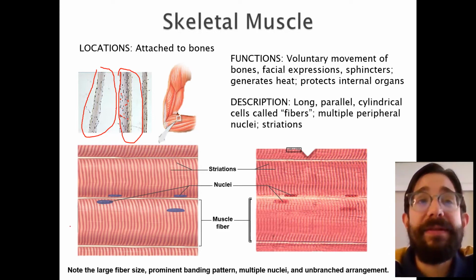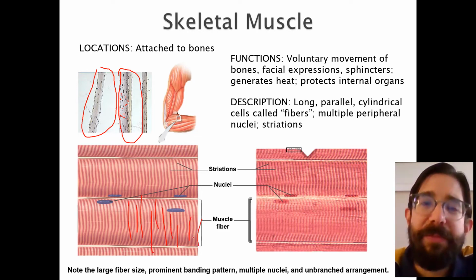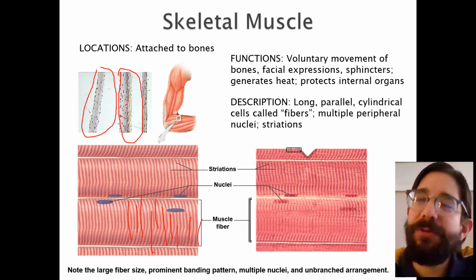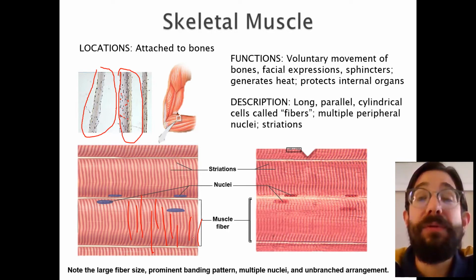The other thing you can see on skeletal muscle quite well are striations. These alternating dark and light bands are called striations, and those have to do with how muscle tissue contracts. We're going to learn all about striations when we do a whole unit on muscle.